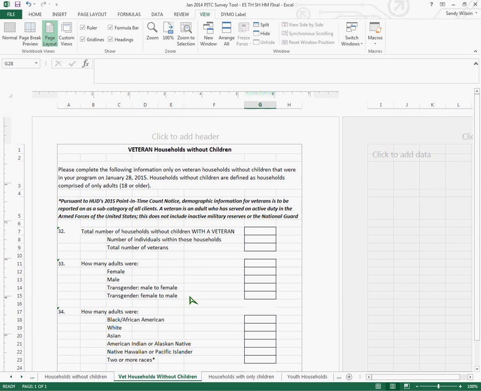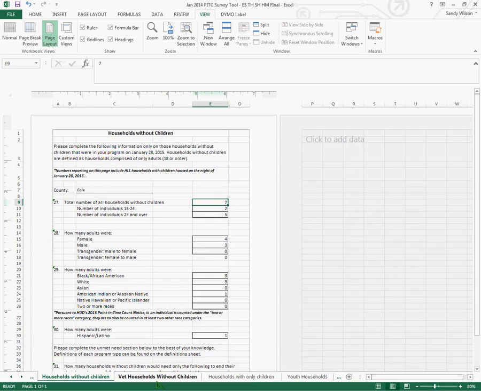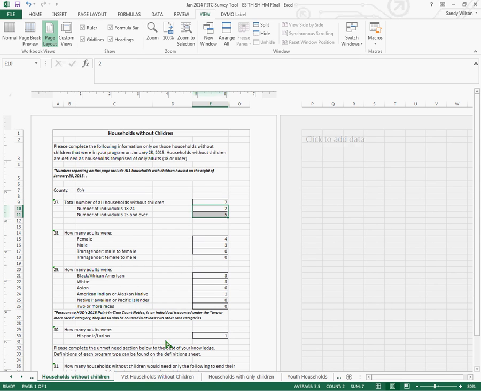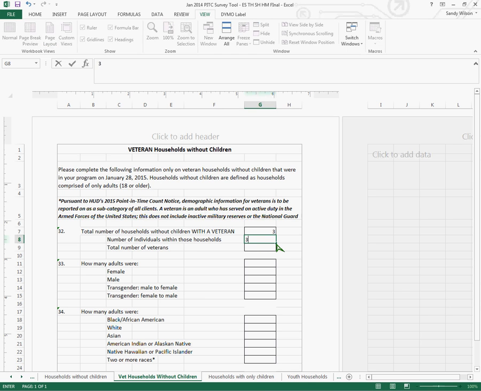So again, a veteran household without children is a veteran is defined as an adult who served in active duty in the armed forces, does not include inactive military reserves or the National Guard, and they are presenting in a household without children, which is defined as a household comprised only of adults age 18 or older. In this example, when I went back and I looked at my 7 households, within those 7 households, I had 3 who were veterans. All of my households were individual households, so I only had 3 people within those 3 households, and all 3 were veterans.